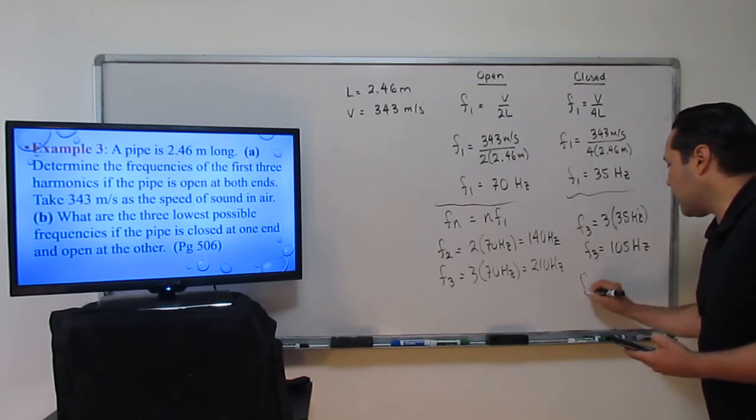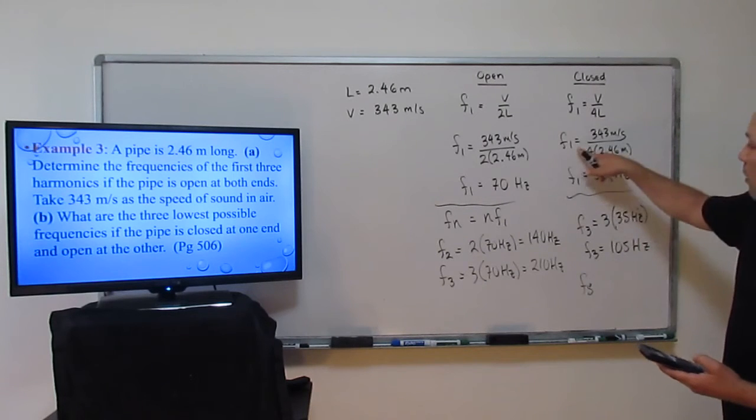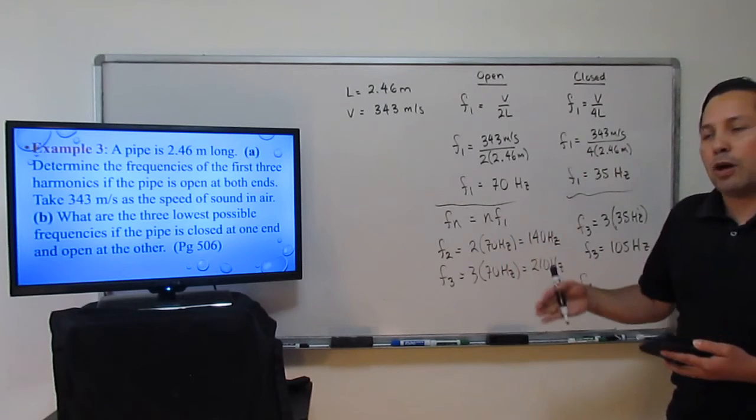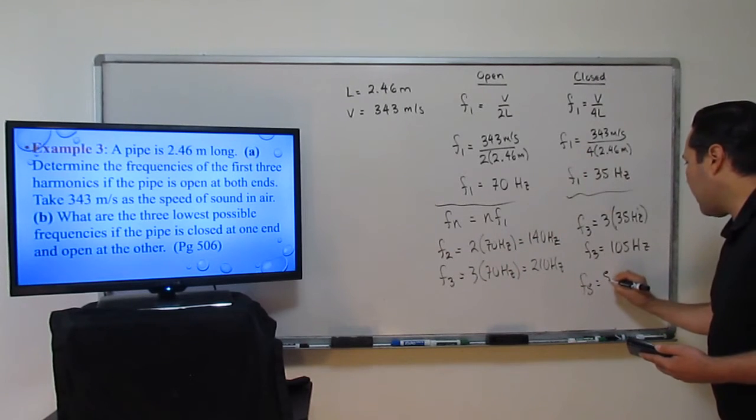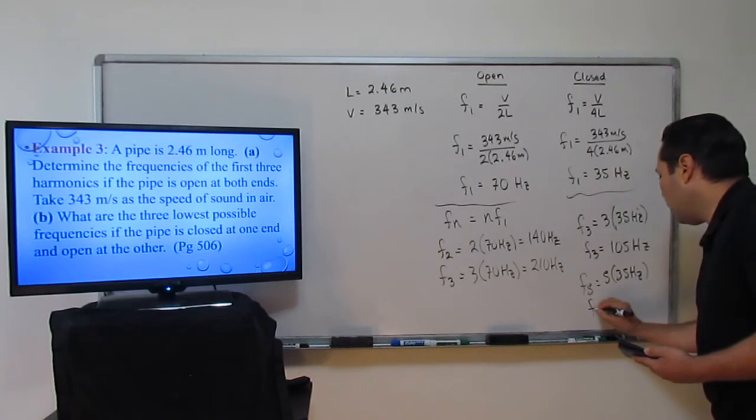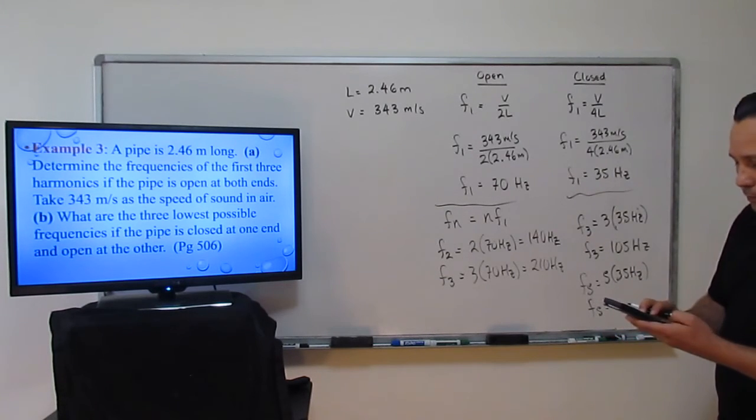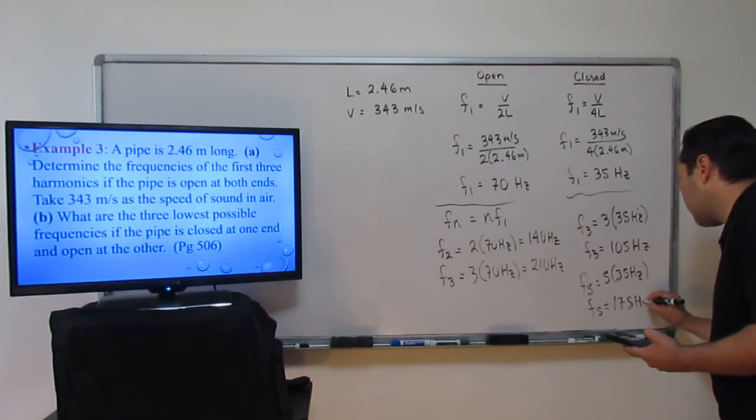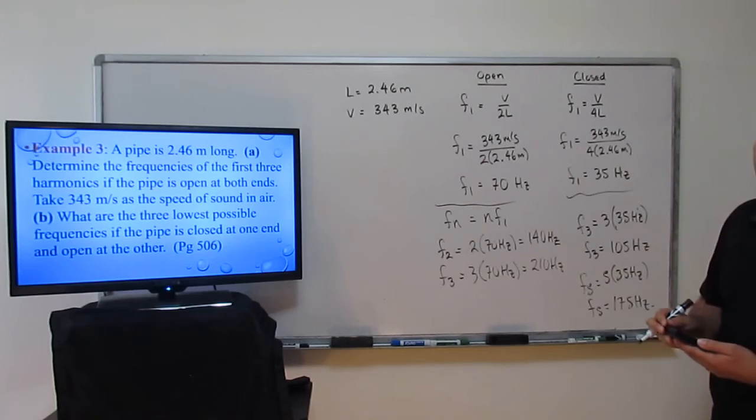And the next one after that will be F5. So again, 1, 3, 5, when it's closed, it's only the odd numbers. So it'll be 5 times 35 hertz. So that's going to go ahead and be 175 hertz. All right, and that takes care of example number 3.